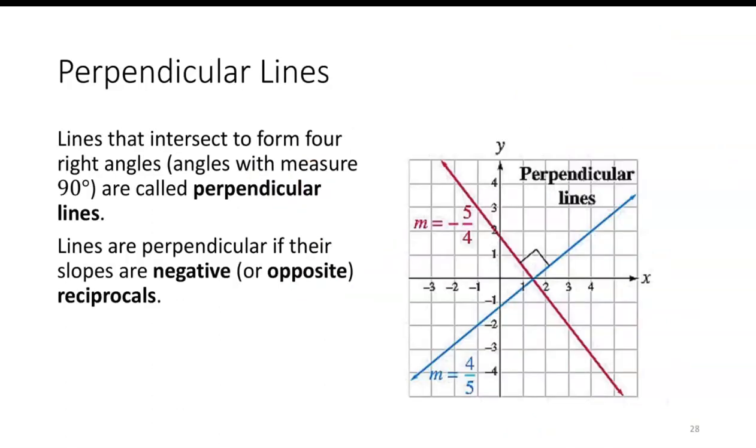Another type of classification for lines is perpendicular lines. Lines that intersect to form four right angles, that is, angles that measure 90 degrees, are called perpendicular. Lines are perpendicular if their slopes are negative or opposite reciprocals. In the example I see here, one slope is negative 5/4, the other is positive 4/5. So the sign has changed and the fraction has been flipped. If the slopes are like that, those are perpendicular lines.